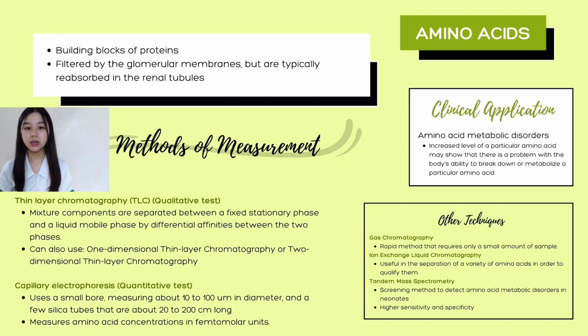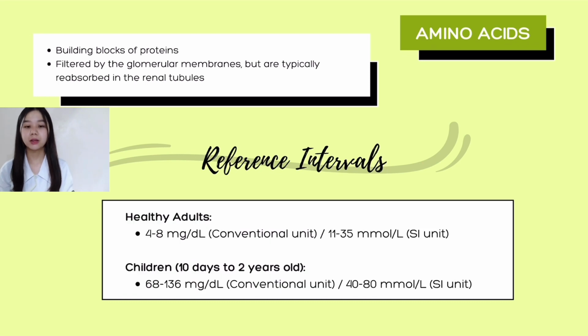Gas chromatography is widely used to determine the amount of amino acids in biological samples. It is considered a rapid method that requires only a small amount of sample. Second one is ion exchange liquid chromatography, which is useful in the separation of a variety of amino acids in order to quantify them. Lastly, we have tandem mass spectrometry. It can be used as a screening method to detect amino acid metabolic disorders in neonates. For the reference interval, for healthy adults, it must be 4 to 8 milligrams per deciliter. For children, it must be 68 to 136 milligrams per deciliter.